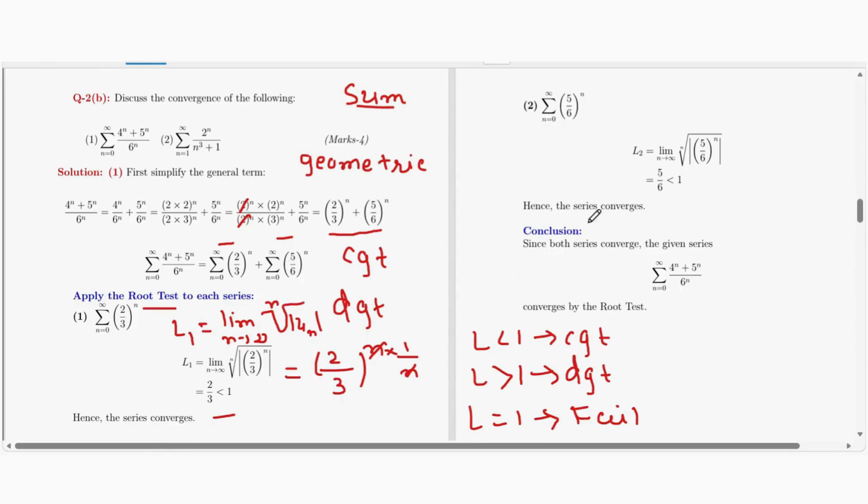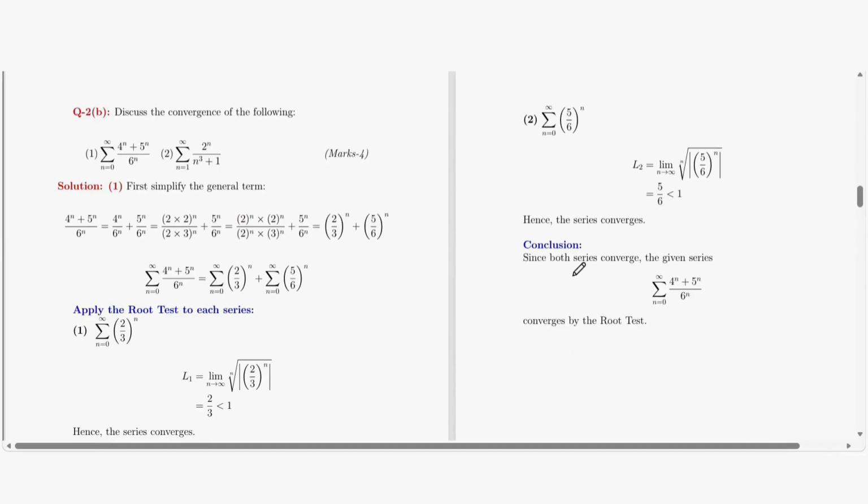The series, n is 0 to infinity, 5 by 6 raised to n. So again apply the limit. L2 is equal to limit n tends to infinity, nth root of 5 by 6 raised to n. So again n is cancelled out, we get 5 by 6, and 5 by 6 is again less than 1. So from the root test what do we conclude? The given series converges. Okay, so for the conclusion we are using a property here.